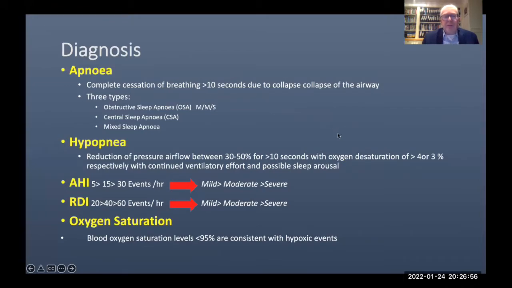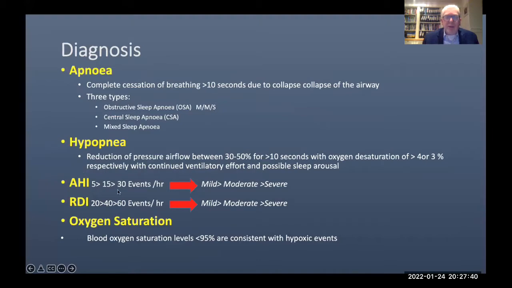So apnea is really a cessation of breathing greater than 10 seconds due to the collapse of the airway. There are 3 types really: obstructive sleep apnea, which can be mild, moderate, or severe. We look at that. Central sleep apnea, which is a central nervous system driven phenomenon, and mixed sleep apnea, which is a combination of both. And this is its significance in terms of the interventions that may be deployed to deal with these issues. Hypopnea really is a reduction in airflow pressure between 30 to 50% for 10 seconds. This relates to the narrowing of the airway where there isn't a complete collapse of the airway.